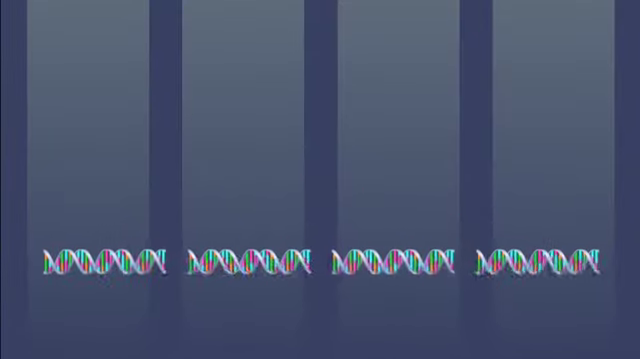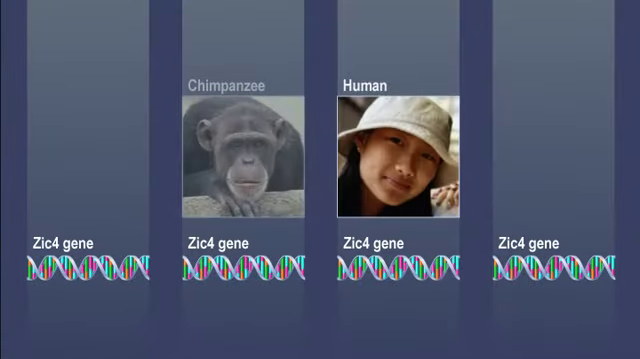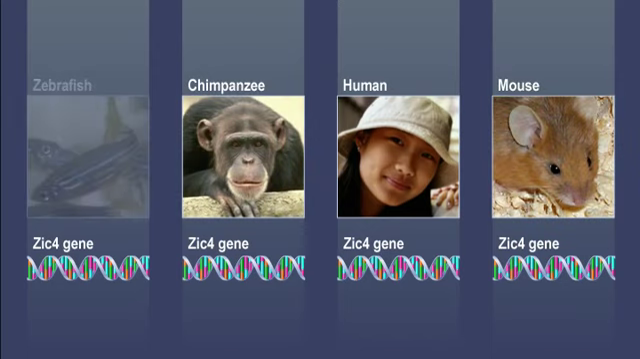One example is a gene called ZIC4. This gene helps control other genes. In mice, this gene is important for brain development. The ZIC4 gene is found in a wide variety of organisms, including humans, chimpanzees, mice, and even zebrafish.